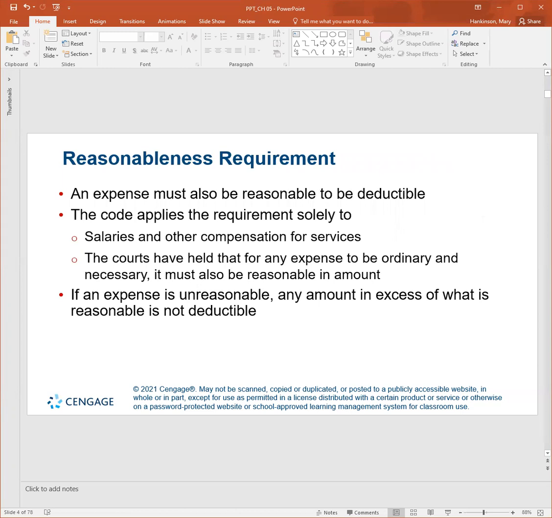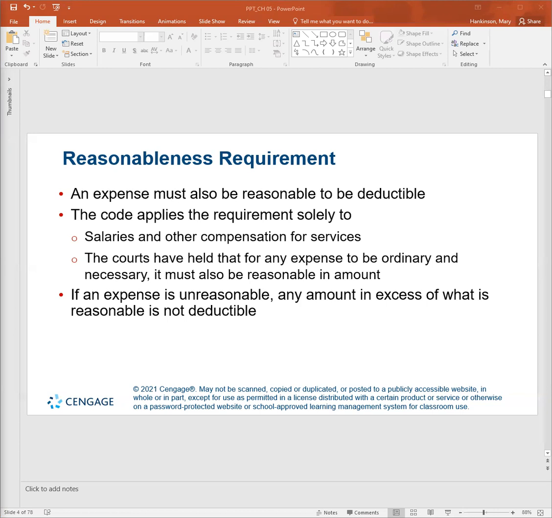So let's talk about the reasonableness requirement. Again, generally an ordinary, necessary, and reasonable trade or business expense is deductible in full. So we talked about what's considered ordinary. We've talked about what was considered necessary. So now let's talk about the reasonableness requirement.